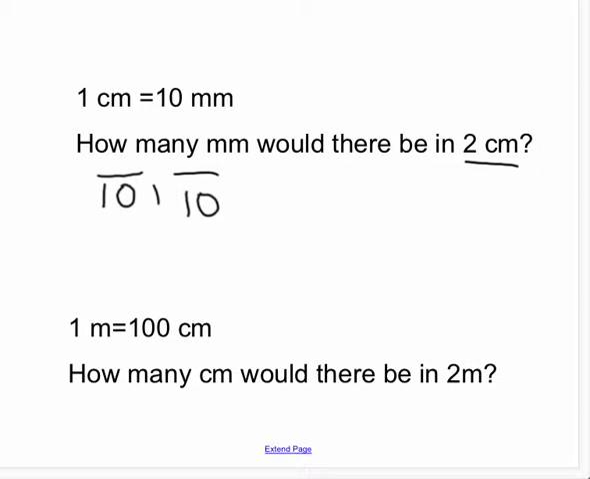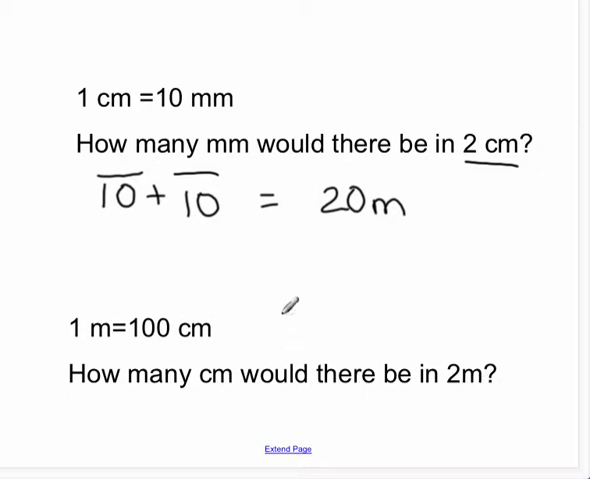Now I'm just going to add them together. 10 plus 10 would equal 20. So there would be 20 millimeters in 2 centimeters. Let's look at another example. We know that 1 meter equals 100 centimeters. So the question is, how many centimeters would there be in 2 meters instead of 1 meter?